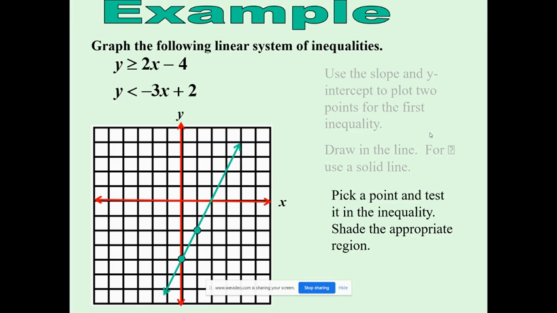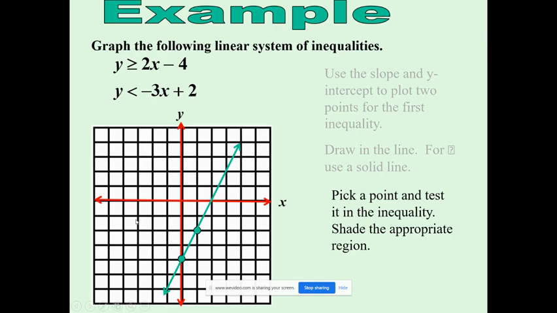So here's our first example. We're going to graph the following linear system of inequalities. Y is greater than or equal to 2x minus 4. Y is less than negative 3x plus 2. So we're going to use the slope and y-intercept to plot the points for the first inequality. Our y-intercept is negative 4, so that's our starting point. And then our slope is 2, so we go up 2 over 1, up 2 over 1, forever.